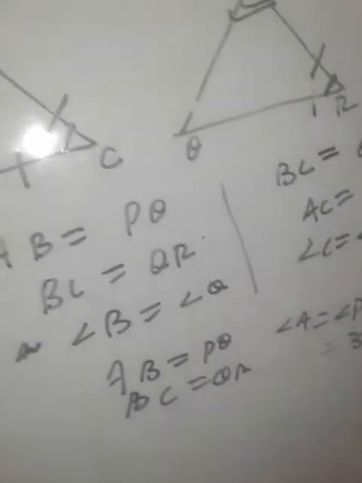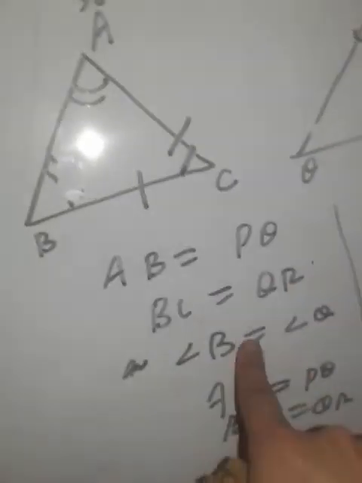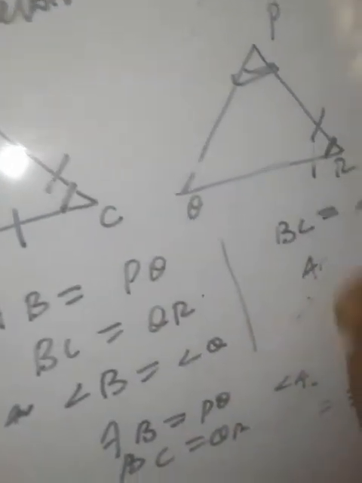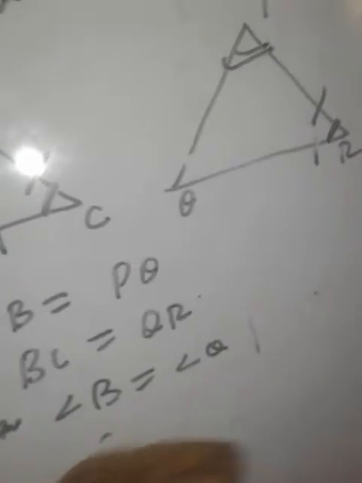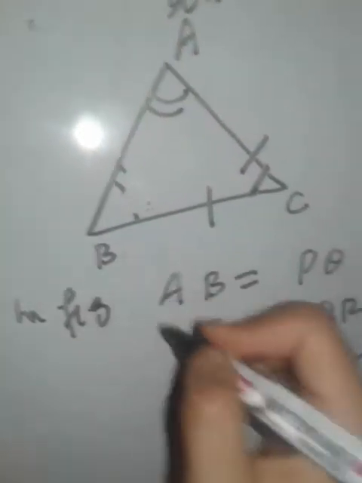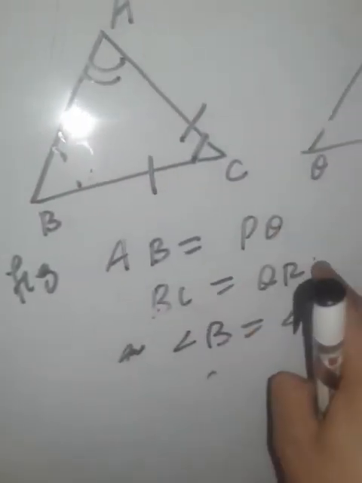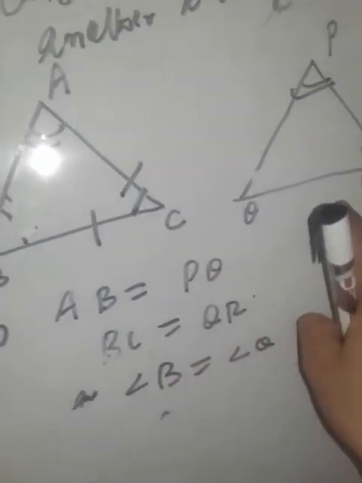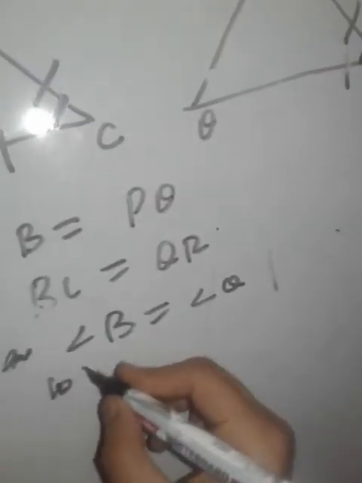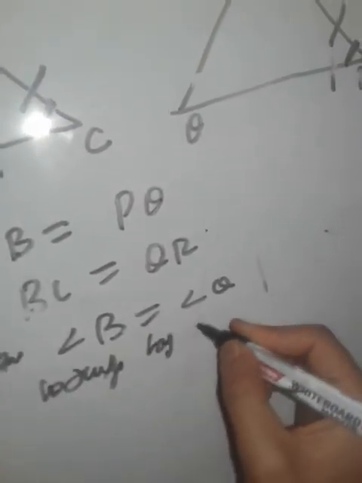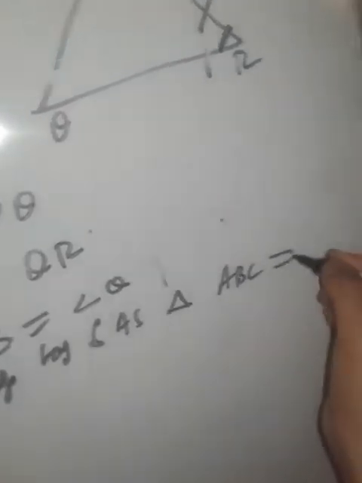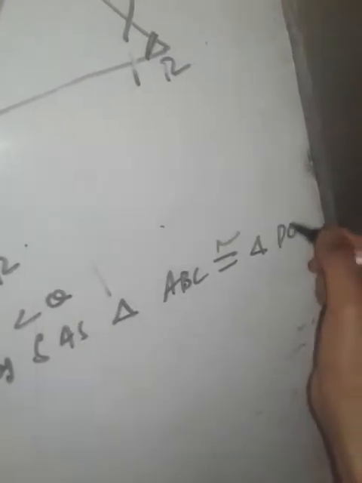So I hope you will get it. We will write in the figure. We will just take this example, these two sides included, and this was just for your explanation. So in the figure AB equals PQ, BC equals QR, angle B equals angle Q. Therefore, by SAS, triangle ABC is congruent to triangle PQR.